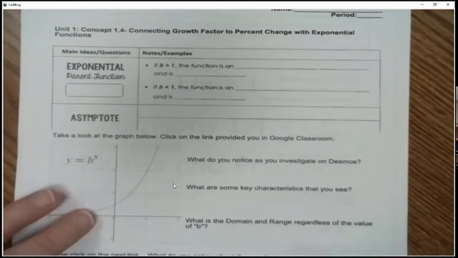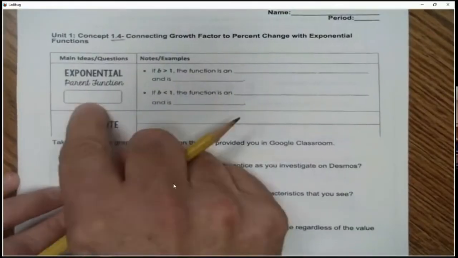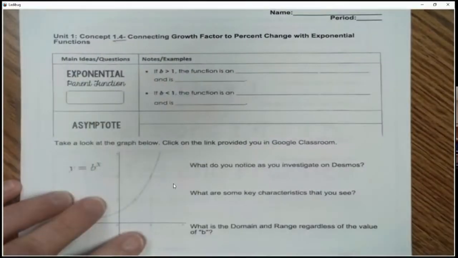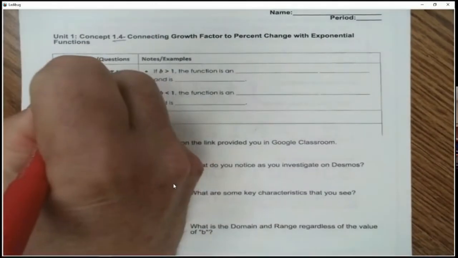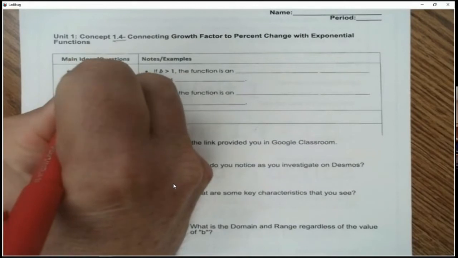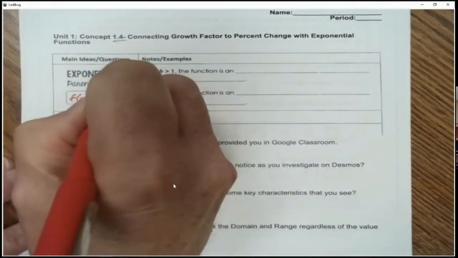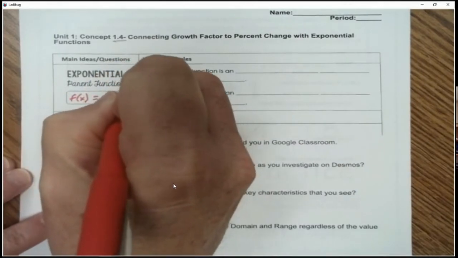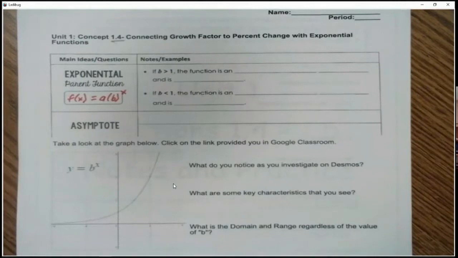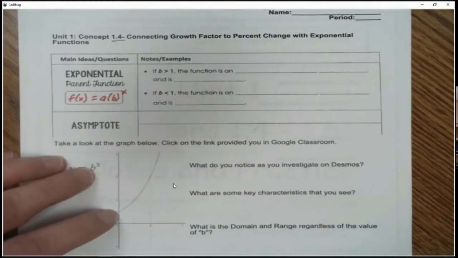Let's start with, this is 1.4 lesson. And we're talking about exponential functions still, right? So the parent function for exponential is f of x equals a times b to the x power, right? B to the x power. That makes it an exponential when the x is the exponent. That's how we know it's an exponential.